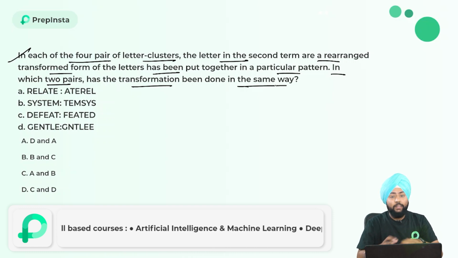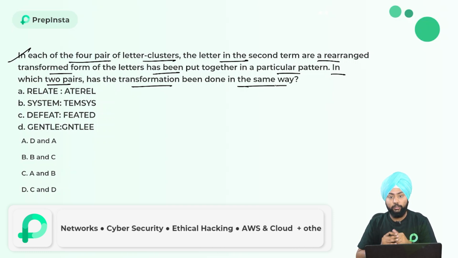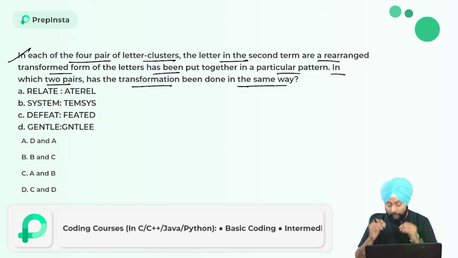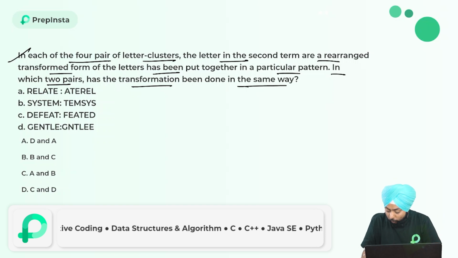There are many ways of solving this problem, but the best way, the shortcut way, is going with the options. You go with the options, eliminate the wrong option, and you get the right option very quickly. Okay, let's see how. Let's take option number D. Any option you can choose. Let's go with option number D.